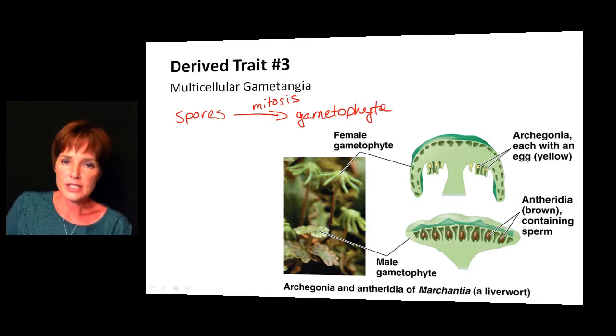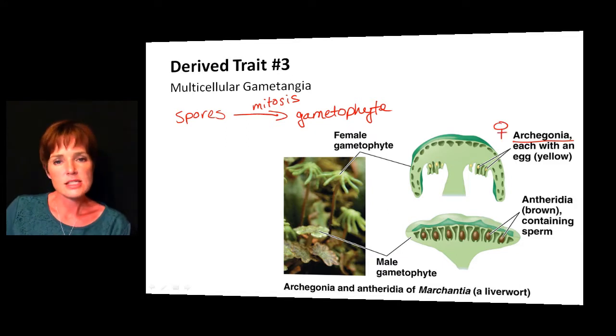The gametophyte is going to then produce these structures which are called gametangia. We will have male gametangia, and then we can have female gametangia. The female gametangia is called the archegonia. So this is the female one. And since it's the female one, this one is going to produce the egg. And then the male one is what we call the antheridia.